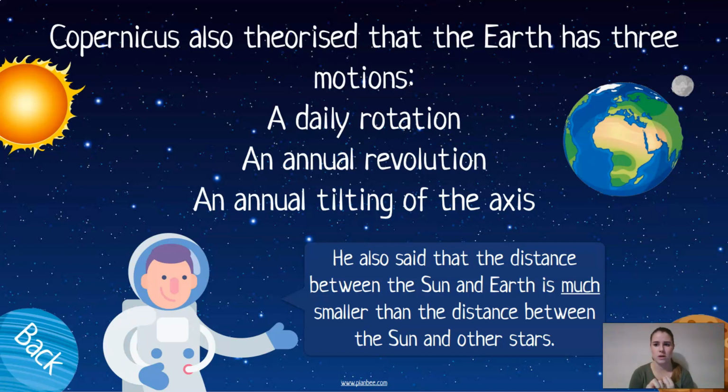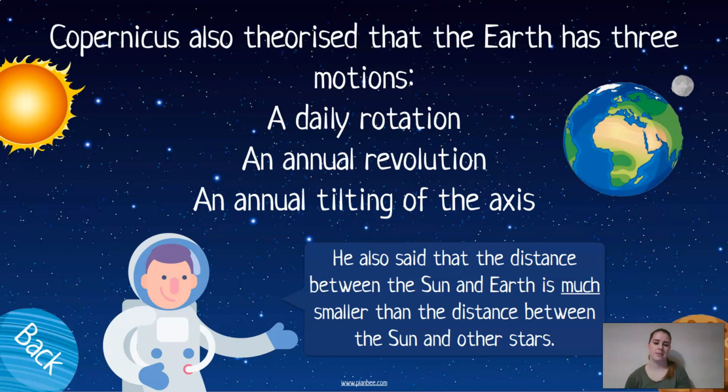But we know that we also rotate around the sun. And that takes us all year. And that's when we have our 4 different seasons. So we've got an annual revolution where we move round. But then we also have an annual tilting of the axis, because we know that we sit at always a 22-degree axis, okay?